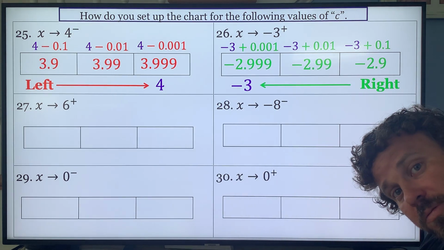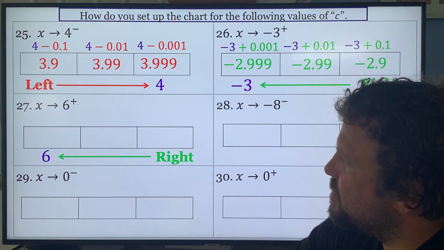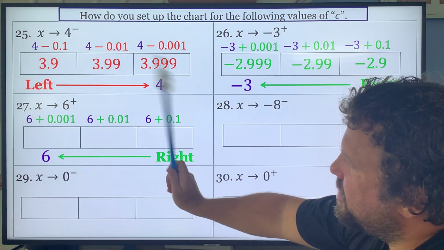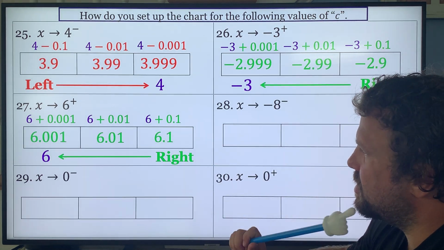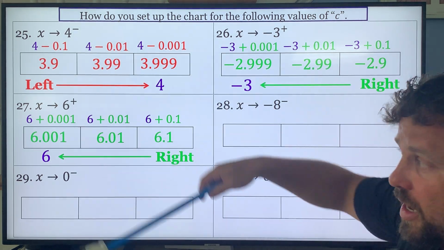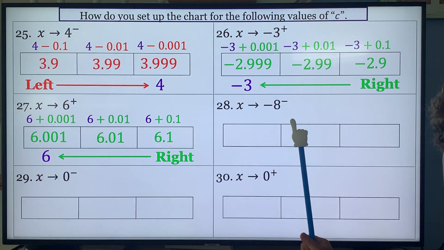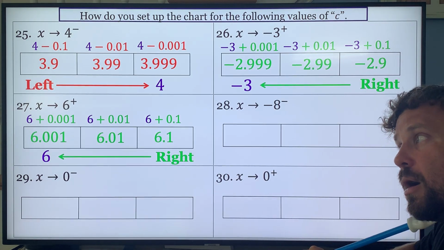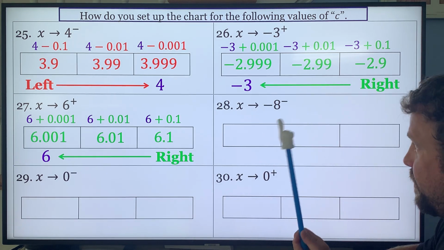Did you finish? You really finished? Good. 6 from the positive means you're coming from the right. So you're going to add 1,000th, add 100th, add a 10th. 6.001, 6.01, 6.1. And then you just take each one of these numbers, plug them into the original equation, and then it'll tell you if it's going towards infinity or negative infinity. That's what they're going to have to go towards. For one-sided limits, it's not going to be does not exist. It could be infinity or negative infinity.